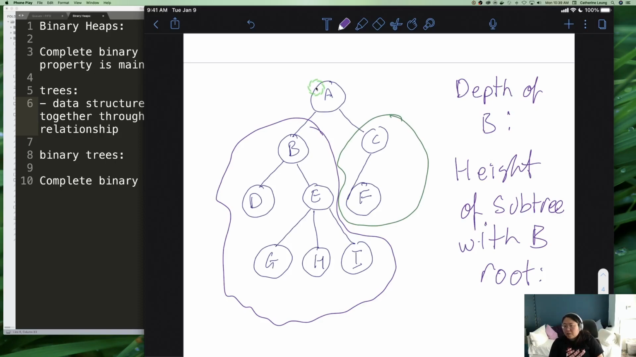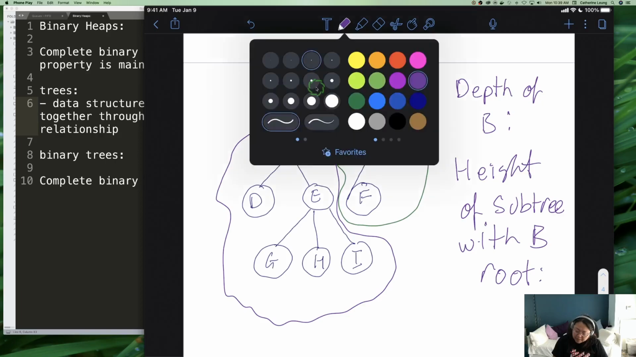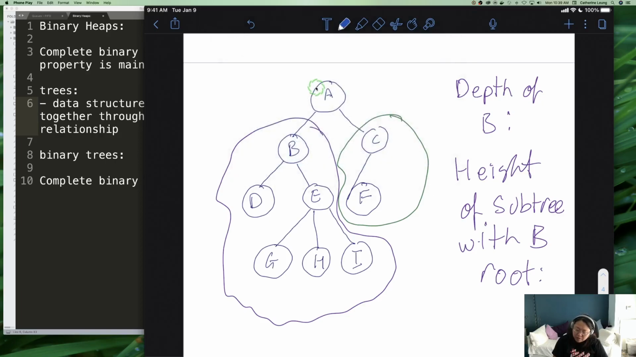Okay, so the depth of B is where it is relative to A. Remember that depth is how deep in the tree this thing is. So how far away is B from A? B is right here. It is one node away from A. So the depth of B is 1 because it is one node away from A.